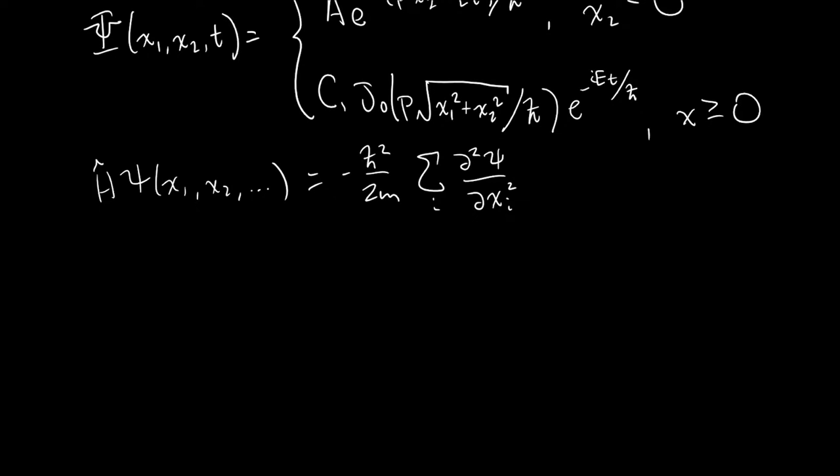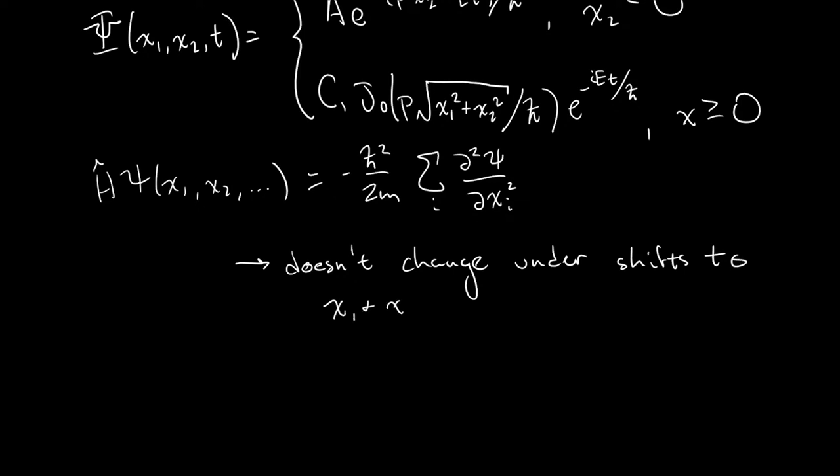We can see that this doesn't change under shifts to x1 and x2, right? It's, as we would say, translationally invariant. So I'm free to shift the location of this hole as much as I want, and I'll get the same answer. Or I'll get the Bessel function still, all of that, just shifted by some amount.